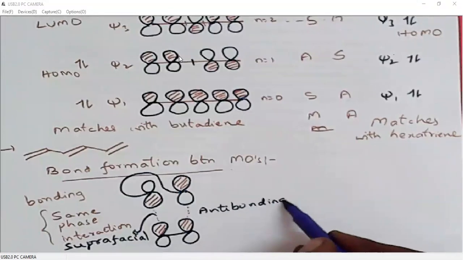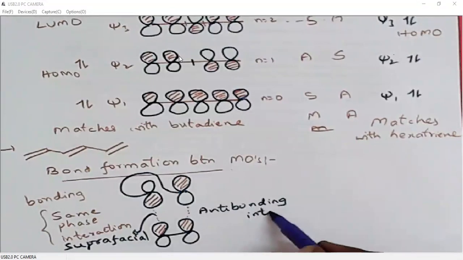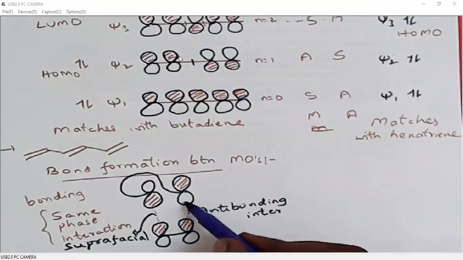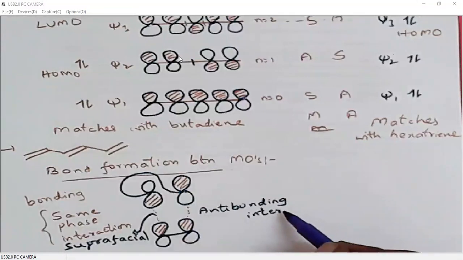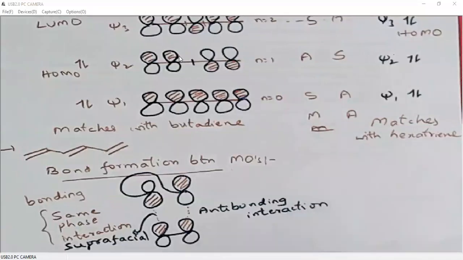It is an anti-bonding interaction, because different phased orbitals are approaching each other, they cannot form a bond. When we want to form a bond between them, it is not possible. But it is possible if the molecule is a large chain.